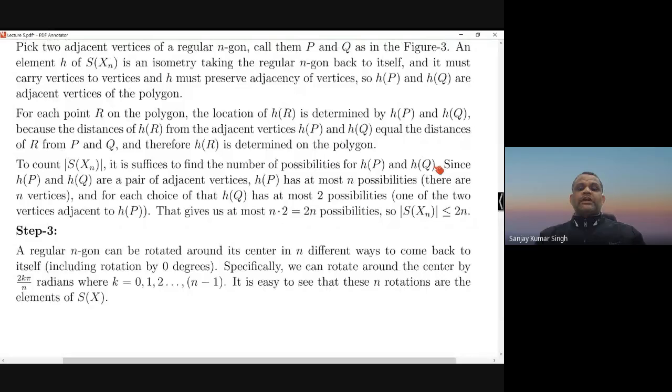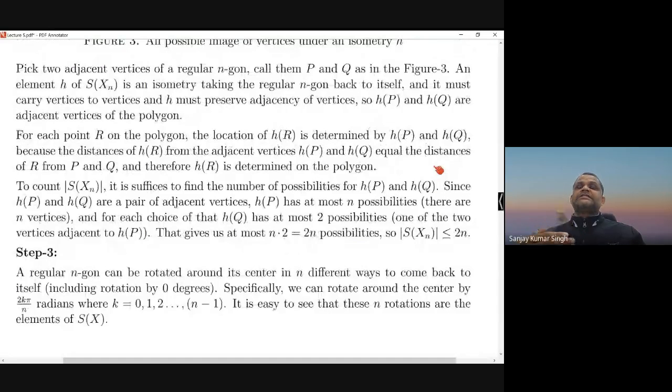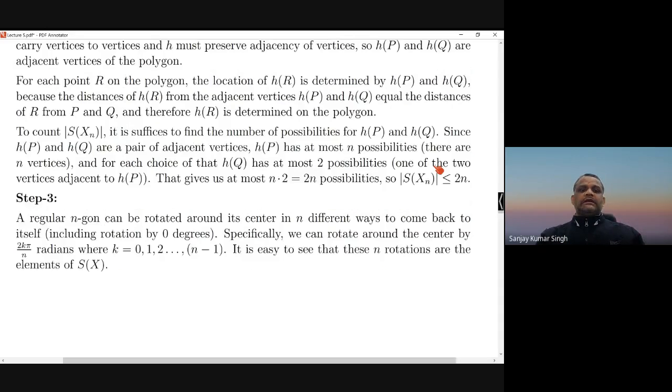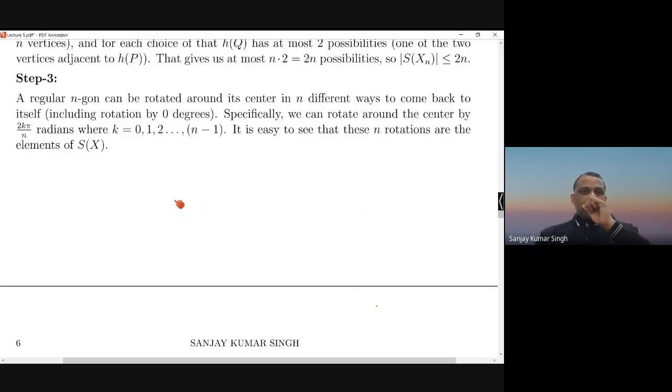No. So if there is no question, then in the next step, I will prove that corresponding to each number between 1 and 2n, I can always find some isometry, and that's why we get exactly 2n isometries of any regular polygon. Now the question is, how to get this? So first I will find the rotations.